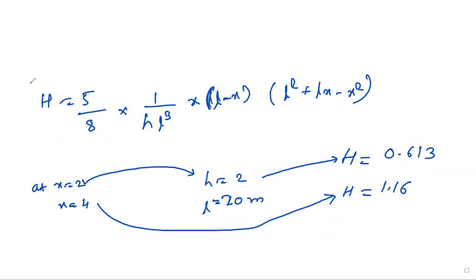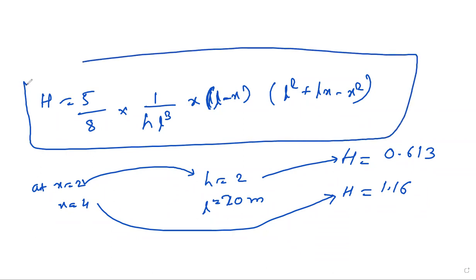So now use this equation. I have simplified that equation, but the values are different. So use this equation and find out the value of H for the remaining values of x, 6 meter, x 8 meter.